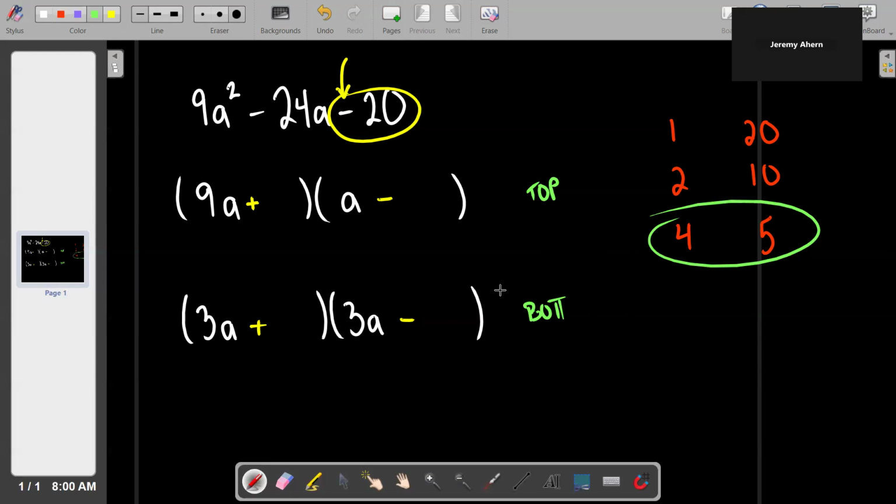Which one you want? Okay. And what order do you want them in? Do you want the 4 and then the 5, or the 5 and then the 4? 4 and 5?